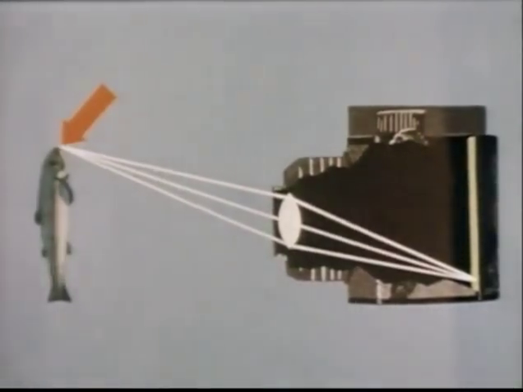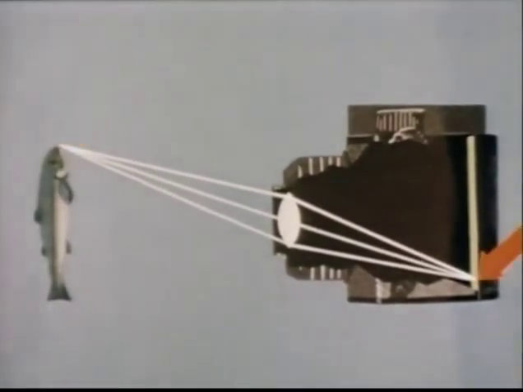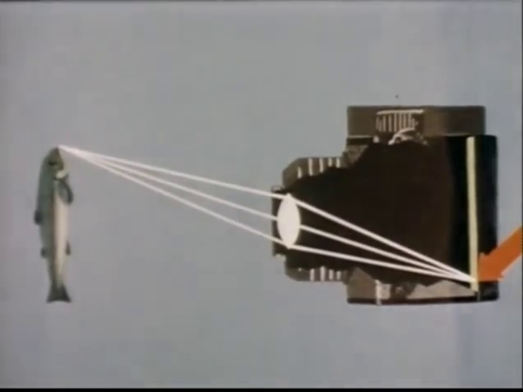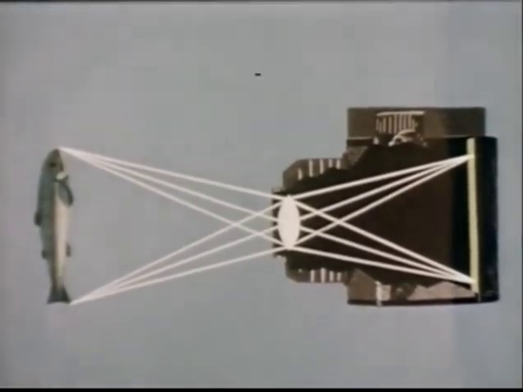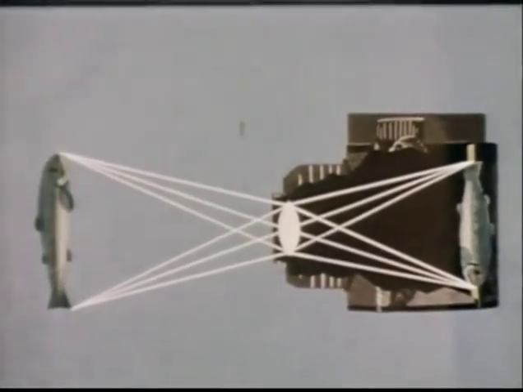Light from this point on the nose focuses at this point on the film. The same thing happens to the light from a point on the tail and from every other point in the picture area. So it all adds up to an image on the film, which becomes a permanent photographic souvenir when printed in Bud's darkroom.